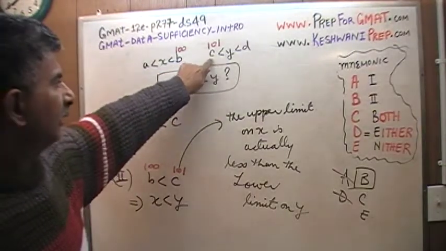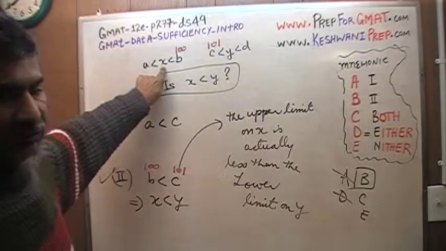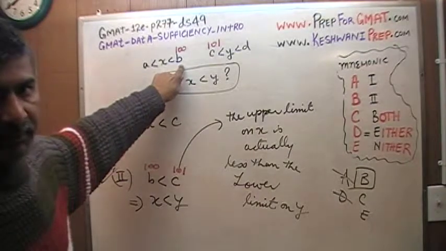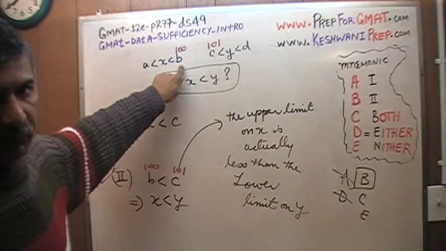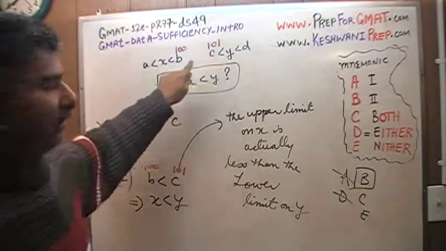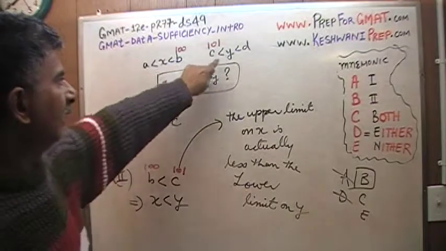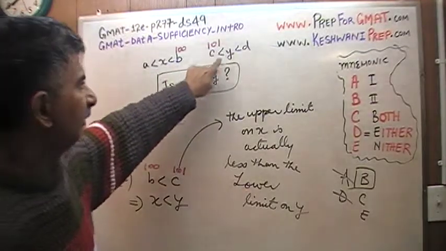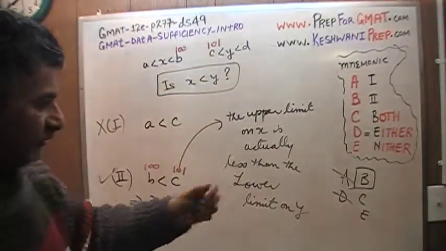If y has to be more than 101 and the highest value that x can take is 99.99999 repeating, and that's all it can take, then of course x will have to be smaller than y regardless of what x happens to be in this range and regardless of what y actually happens to be in this range. That's all. The answer is B.